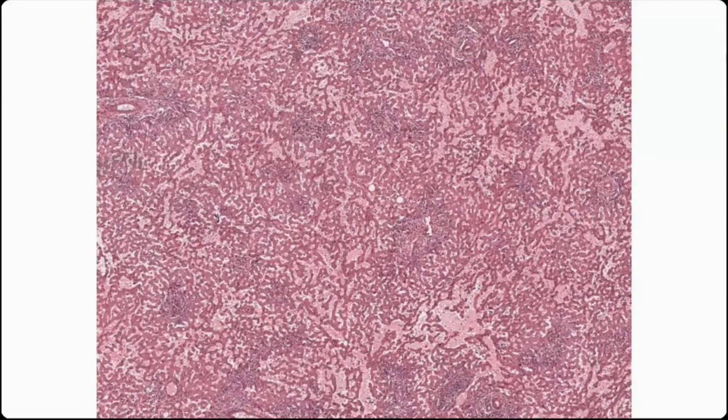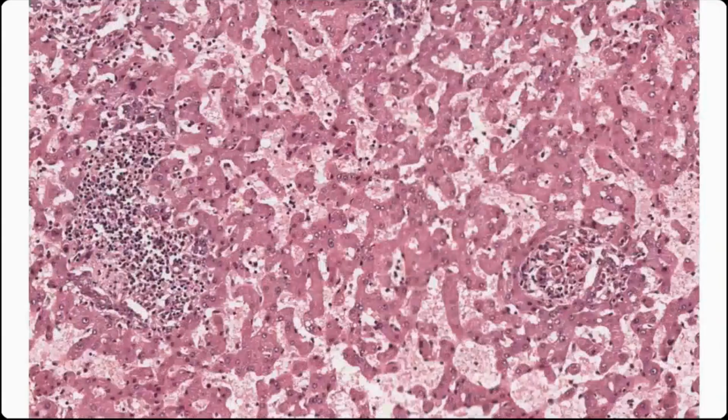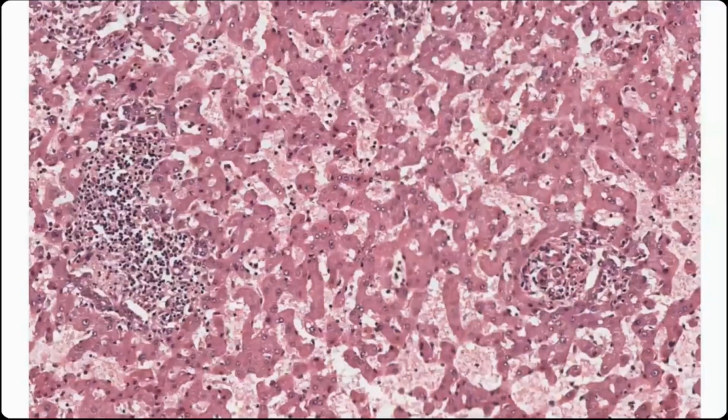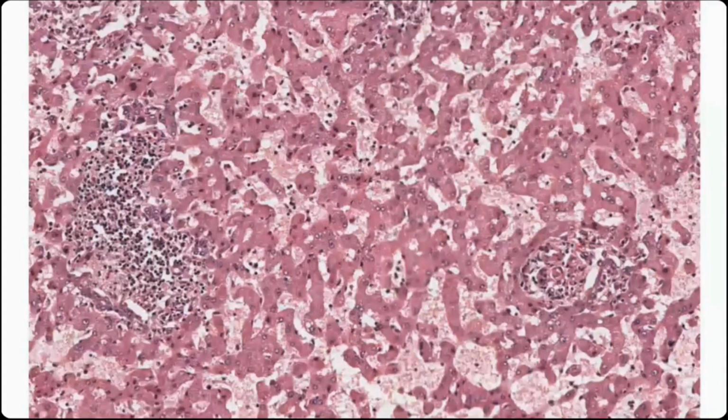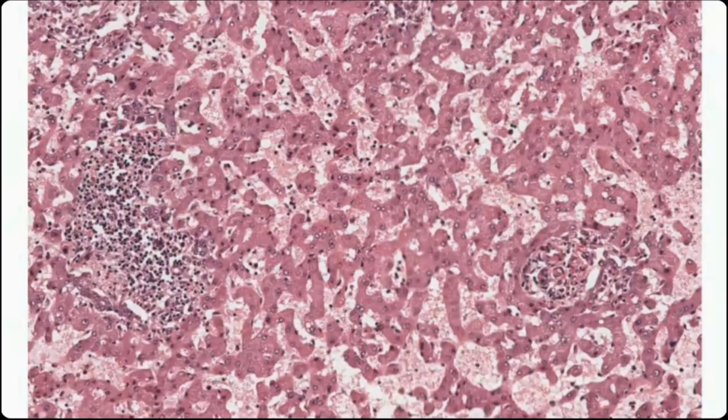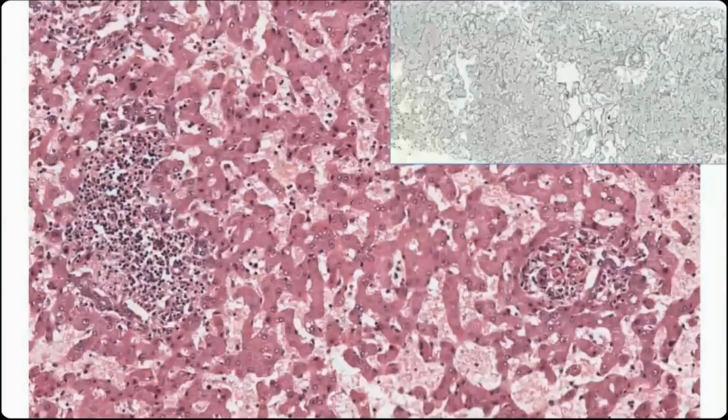And when we look on higher power, you can see dilated sinusoidal spaces. These blue areas are standing out more clearly now. When we look at the blue areas more carefully, they're pseudo portal tracts. So pseudo portal tracts occur in this condition, and it's where you've got the inflammation, you've got an arteriole and a kind of ductular reaction, but you haven't got a main duct or a good portal venule. You can see the background sinusoidal congestion.